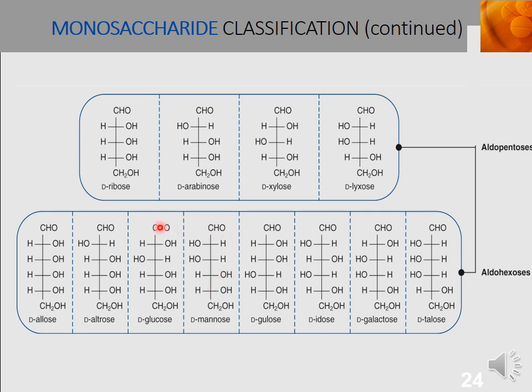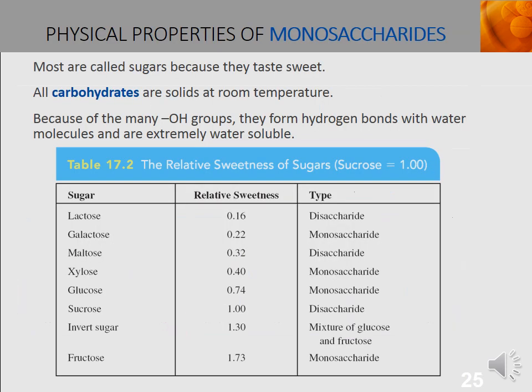Monosaccharide classification: these are D-ribose, D-arabinose, D-xylose, D-lyxose, the aldopentoses, and the aldohexoses: D-allose, D-altrose, D-glucose, D-mannose, D-gulose, D-idose, D-galactose, D-talose. These are the different stereoisomers possible, and their names are also different according to their structure. The names are given according to their structures.